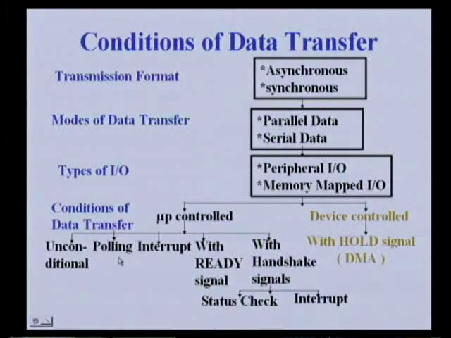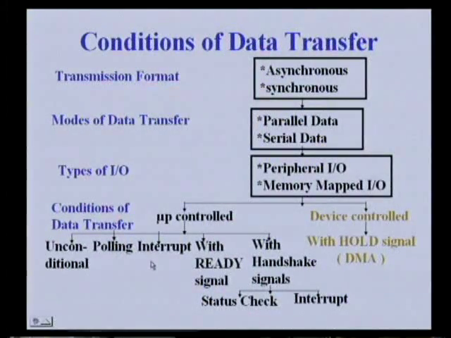Next method is polling. In this method, first processor checks whether valid data is available or any data is available at the device. In other words, if the device is ready, then only microprocessor will start data transfer. Example for this is keyboard. Processor will be looking at the keyboard, that is, it will execute keyboard related instructions in a loop until some key is pressed. When some key is pressed, then only processor will read that data.